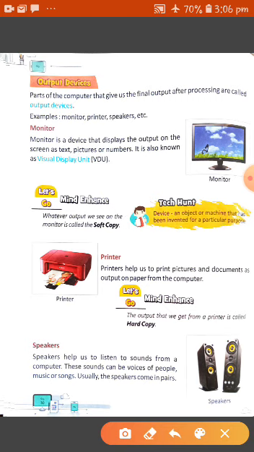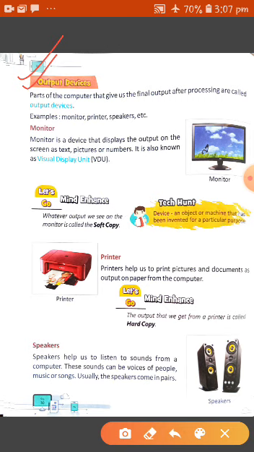In the previous class of computer, we already learned about input devices. So, students, today we are talking about output devices. Output devices are those devices which display or give out results. So, kids, we use our mouth and hands to express ourselves. Similarly, a computer gives its output with the help of its output devices.